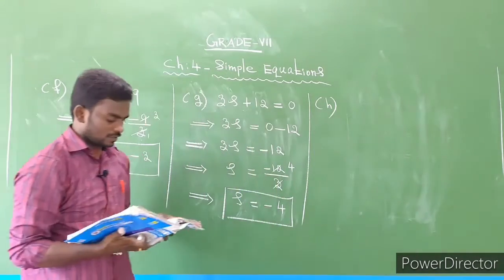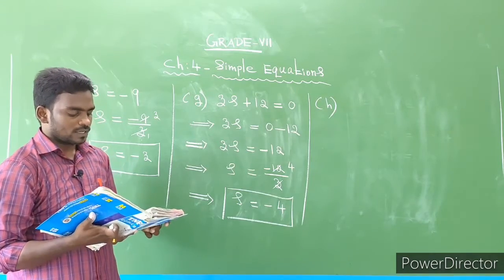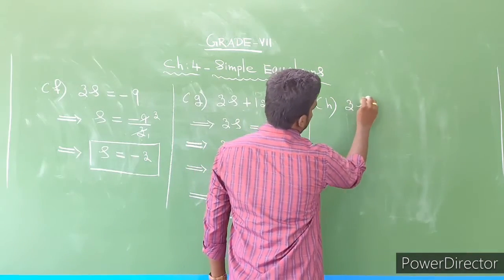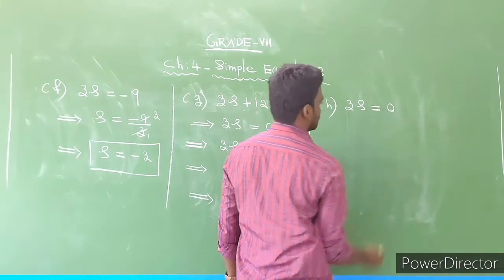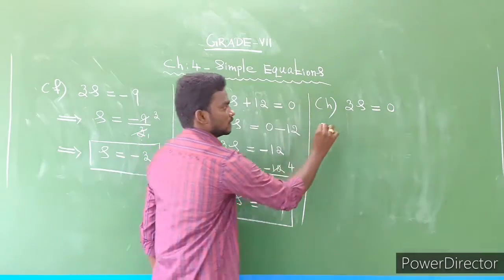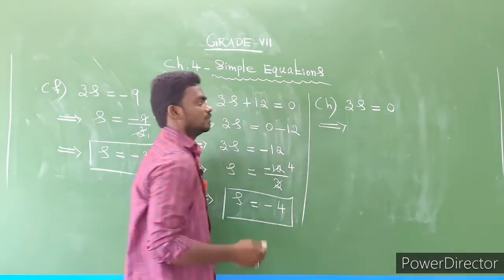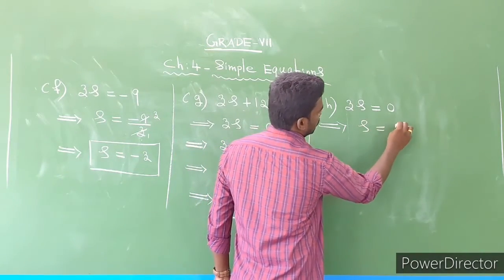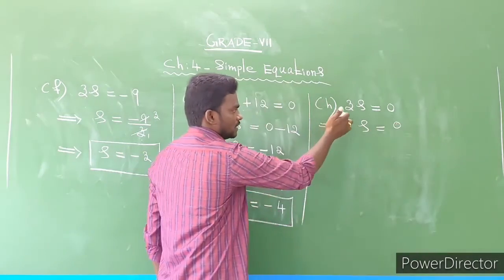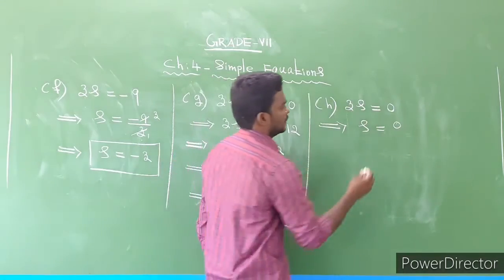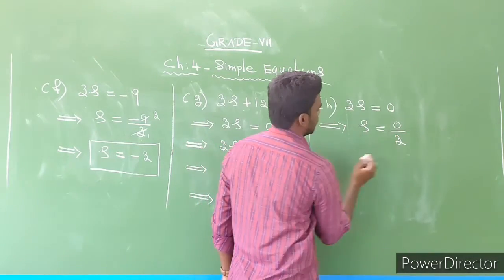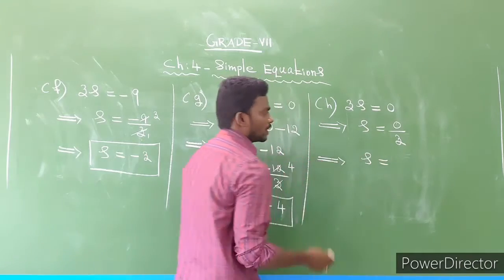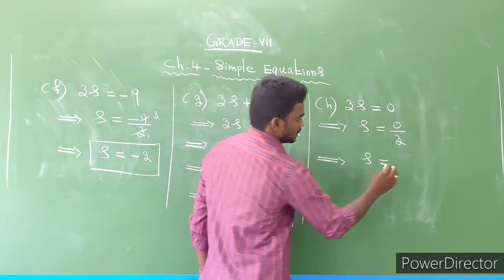What is the H question? H question is 3s equal to 0. 3s is equal to 0 is given. How to solve this? We keep the value of s on the left side, which is equal to 0 on the right side, and this 3 transposes to division. So 0 divided by 3 implies that the value of s is equal to, what is the value of 0 divided by 3? It is 0.